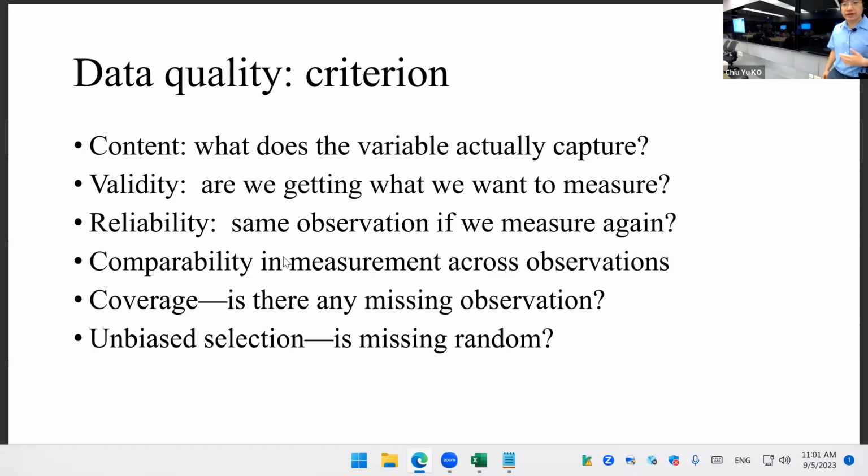And again, is it reliable? If we repeat this survey, are we going to get the same answer? Or is it comparable? Is it using the same survey across different cities, if you combine data sets? Is it going to be comparable? Or the coverage?